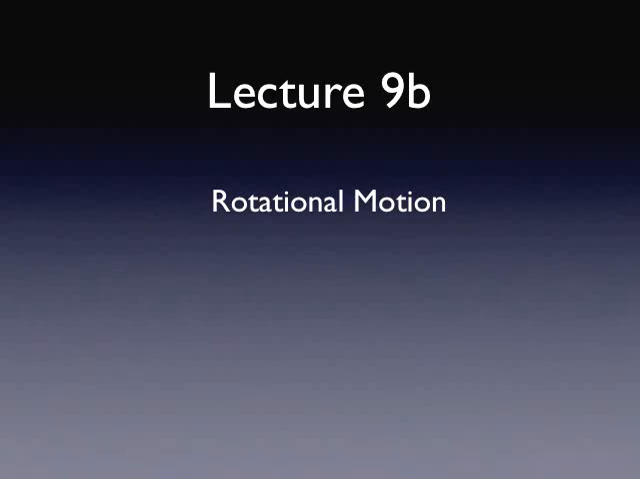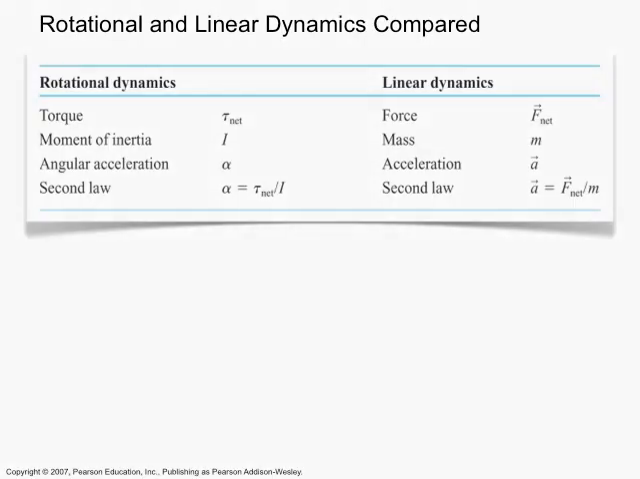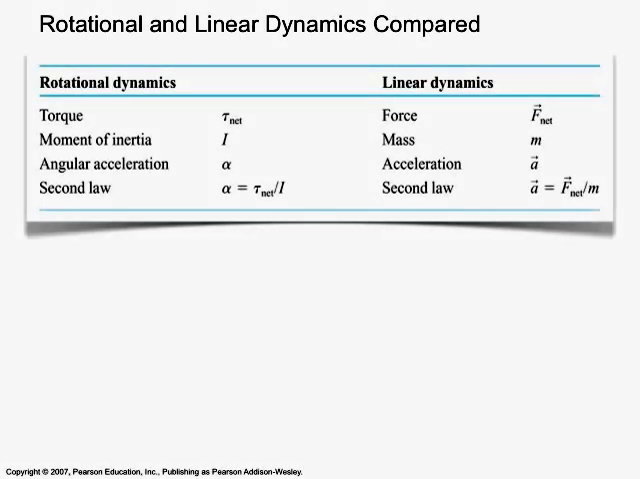Lecture 9, Part B, on rotational motion. Recall in Lecture 9, Part A, we made the analogies of torque as rotational force, moment of inertia as rotational mass, angular acceleration, and Newton's second law in rotational form. Angular acceleration results from a torque divided by the moment of inertia.